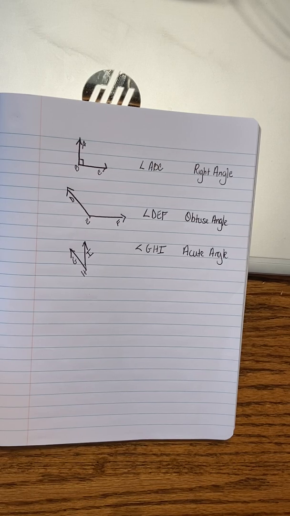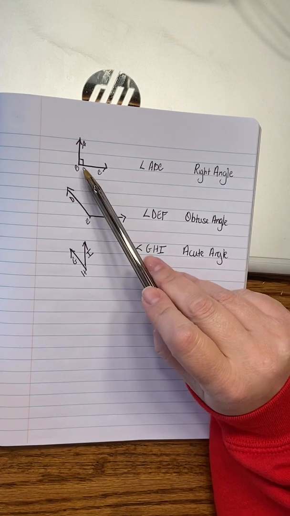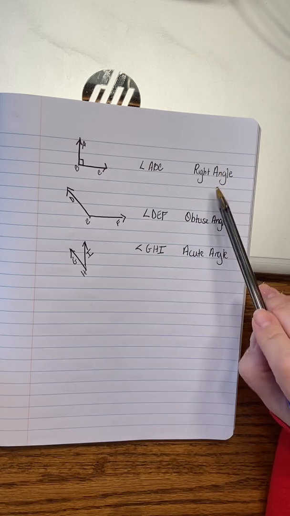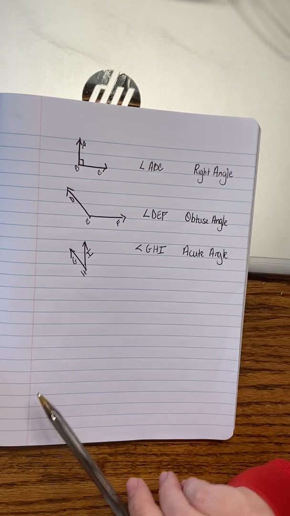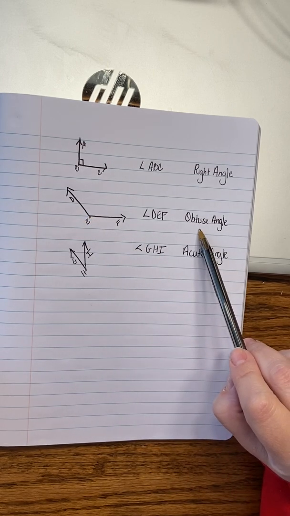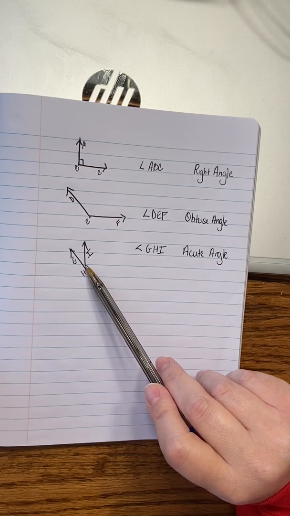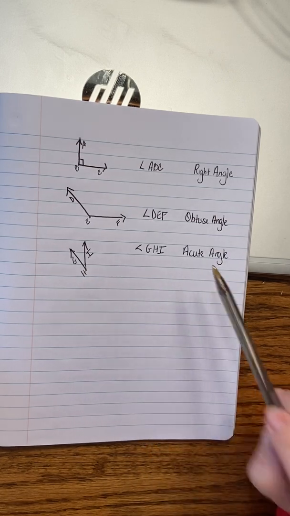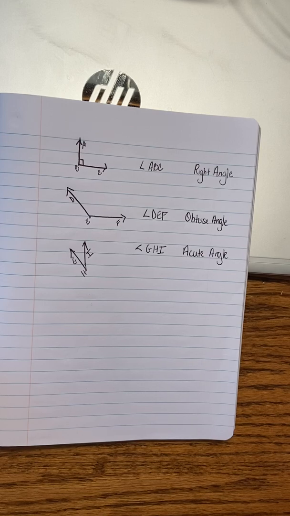Yesterday, you learned the different types of angles, and I have that written down in my notebook here today. You learned that when an angle has that square corner, that's called a right angle. When an angle is greater than a right angle, it's called obtuse. When an angle is less than a right angle, it's called acute. So let's take what we know about angles and identify triangles based on that.